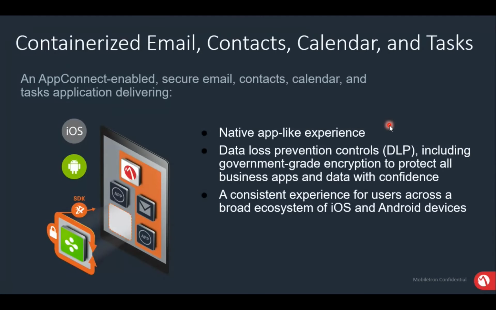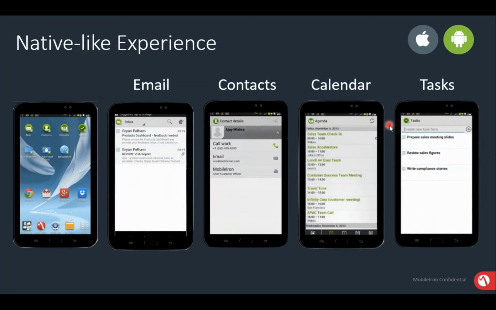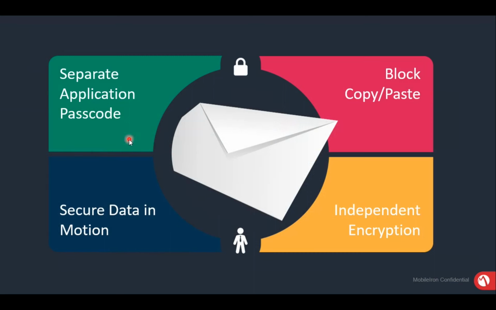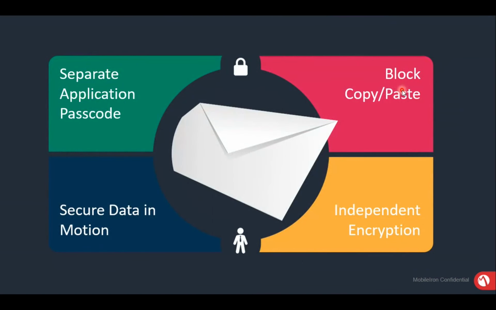Email Plus is a secure email application for accessing email. It has a native experience, syncing contacts, calendars, and tasks, and it has DLP features enabled. This is how it looks on Android. You have email, contacts, calendars, and tasks, and a separate application passcode like any other AppConnect app. You have independent encryption, and you can block copy and paste. Any attachment opened in Email Plus will open only in Docs@Work. You can choose to block attachment opening from third-party applications.